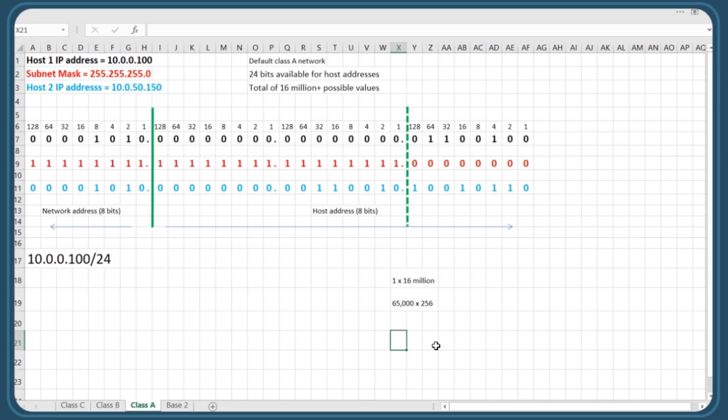So why even bother subnetting the class A to such a degree, why not just use the class C's? Well, you can. That's perfectly fine. But one reason is that corporate environments tend to shy away from the 192.168 addresses because those are always used in home networks, or at least very, very commonly.